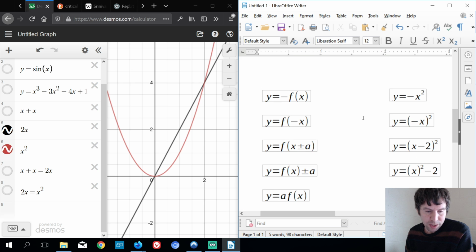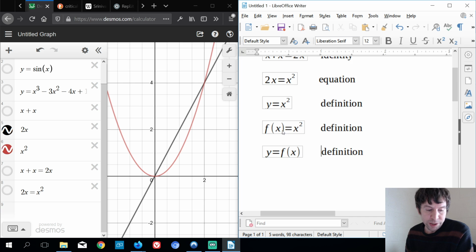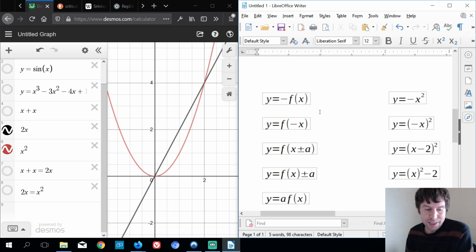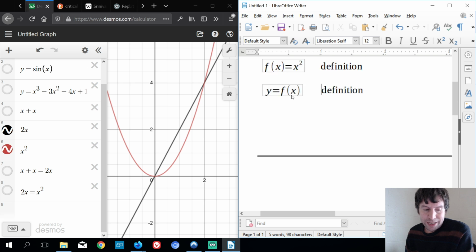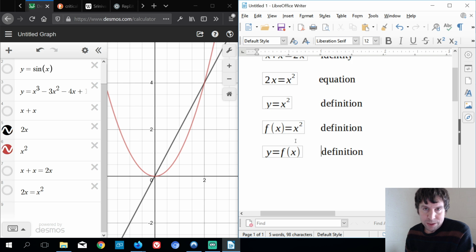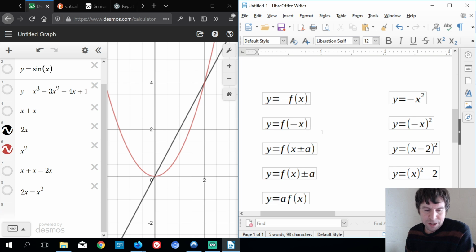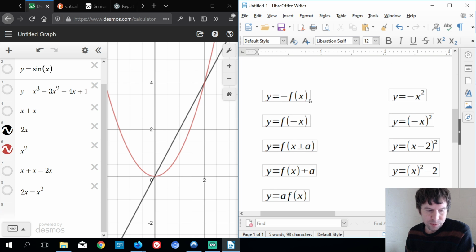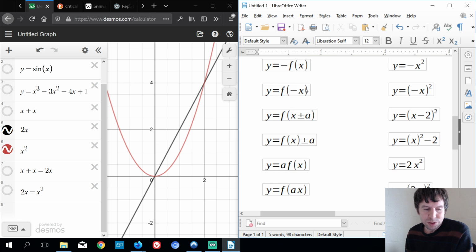So here I'm using as the parent function f of x equals x squared. If that's the parent function, well, it doesn't have to be. It could be x cubed. It could be square root of x. It doesn't matter. But I'm just trying to show you, doing something to the generic version, what it would look like on the specific version.